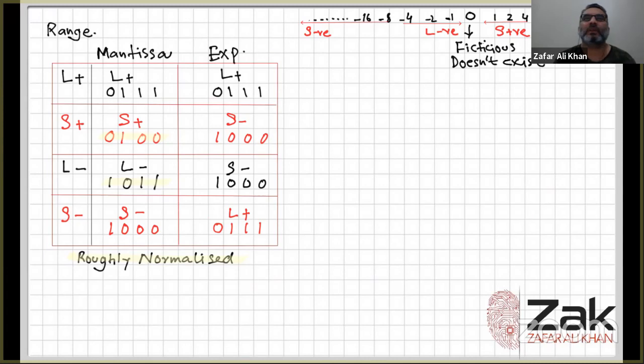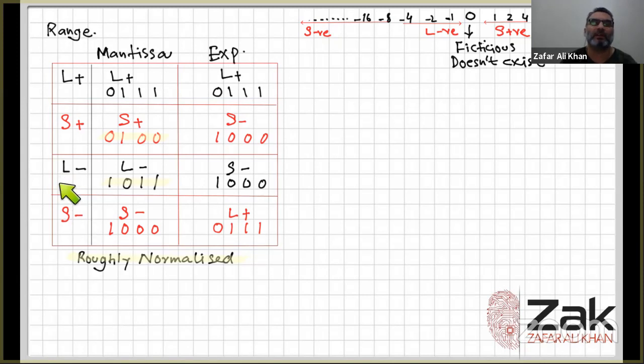Range. This is another aspect of floating point numbers where we are given a word size and the bifurcation between the mantissa and exponent, and we have to find what is the largest positive number that we can save, what is the smallest positive number that we can save, what is the largest negative number. Largest negative number means the smallest magnitude negative number, and smallest negative number means the largest magnitude negative number.